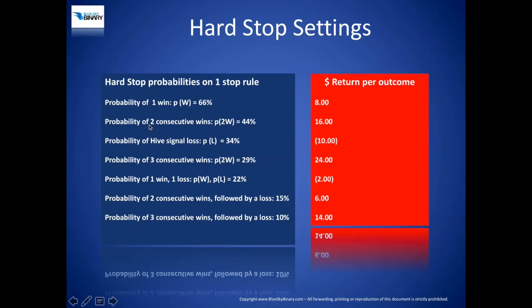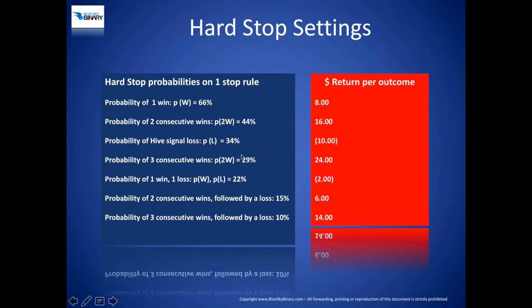The probability of 2 consecutive wins is 44%. So you have 1 win, and then the next trade that's fired, the probability of that winning as well is 44%, right? The probability of Hive losing a signal is 34%. So immediately what you see is that the probability of 2 consecutive wins on Hive, which is 44%, is actually higher than the probability of experiencing 1 loss. That's important to remember.